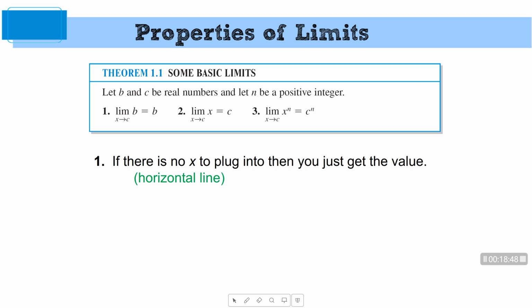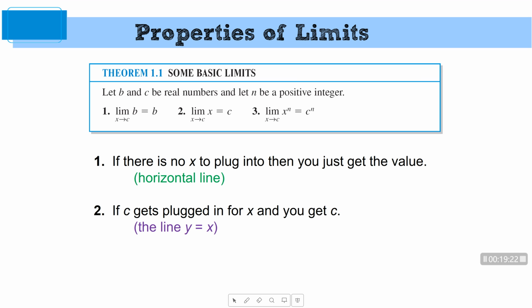What does the graph of y equals x look like? It's the line with the slope of 1. It's that 45-degree angle line that passes through the origin. The thing about being on the line y equals x is that the x value and the y value are always the same. 2, 2, -7, -7. 1500, 1500 is always on that line. Therefore, if you take that line and you plug in some number, you're going to get the same number as a limit.